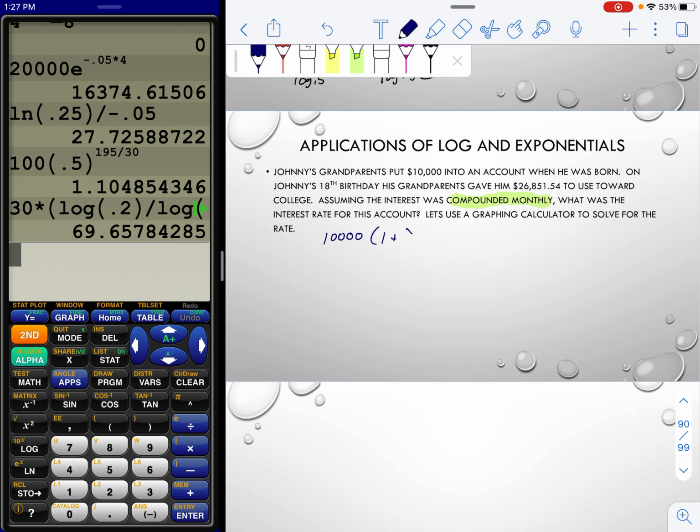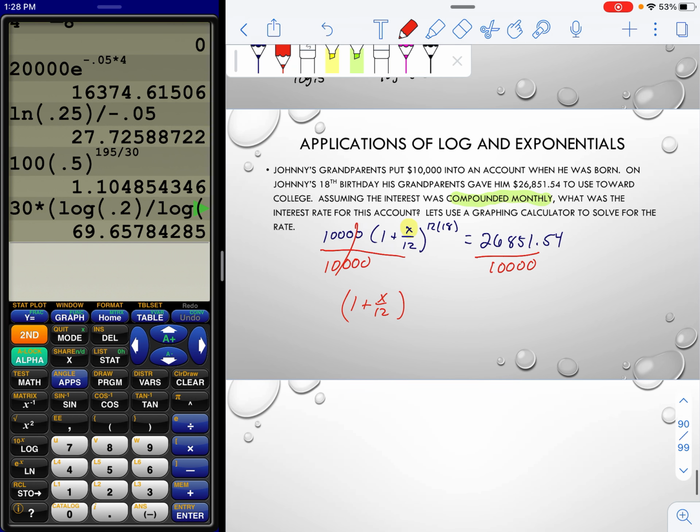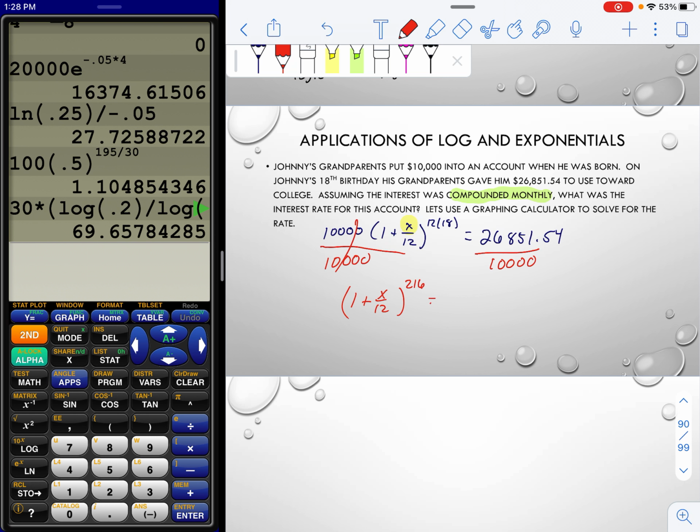1 plus, we don't know the rate, x, over 12 months times 12 months times 18 years. All right? And that outcome is $26,851.54. Our job is to solve for that x right there. All right, so let's undo this thing. So we're going to divide by 10,000. Okay, and 12 times 18 is 216.